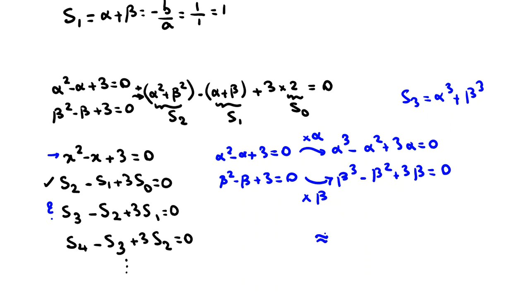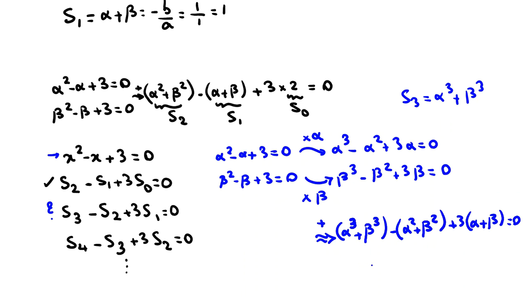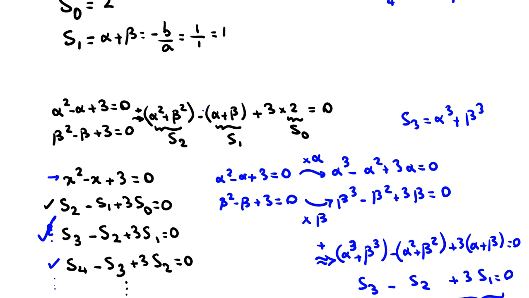Now if I add these two things, I have alpha cubed plus beta cubed minus alpha squared plus beta squared plus 3 times alpha plus beta equals 0. This is, by definition, S3 minus S2 plus 3S1 equals 0. It is exactly here. So you can do exactly the same for the next one. For the next one, you should multiply by what? Alpha squared, and beta squared, and reach this. And we can prove all these things, and this is so useful: Newton's sums.